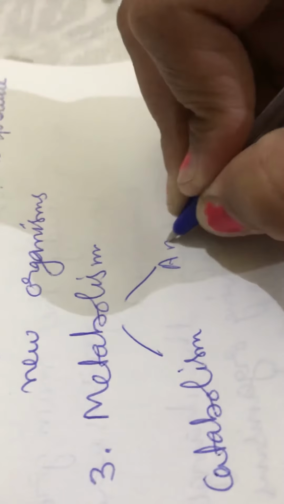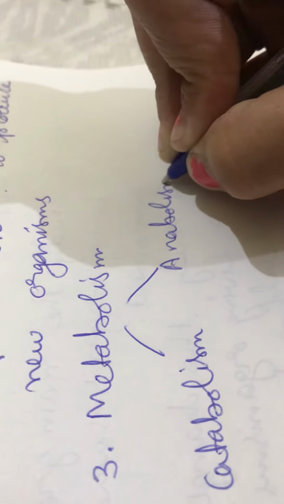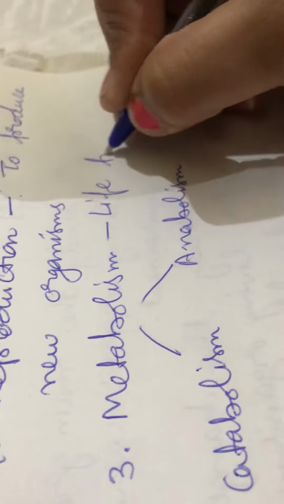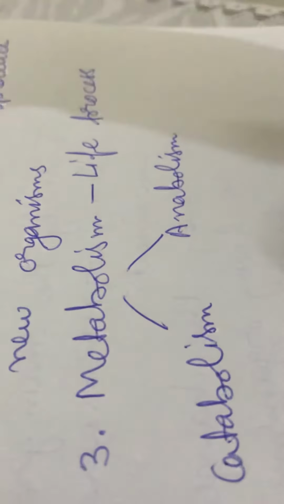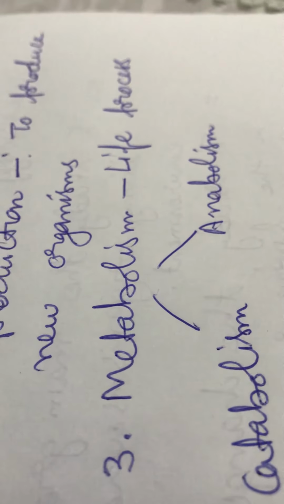Third characteristic is metabolism. In metabolism means all the activities, all the processes occurring in the body of the living organisms. So metabolism is further divided into two type of processes: catabolism and anabolism.